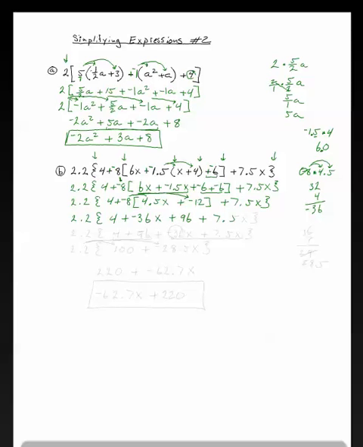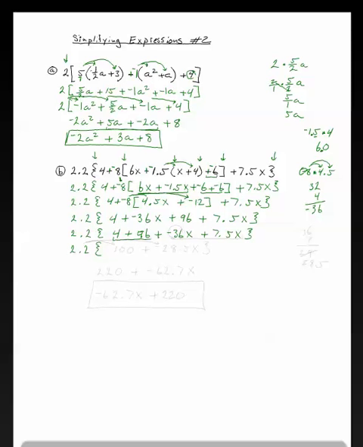Plus 7.5x. Once again, what we want to do is rearrange these terms in the curly bracket so that the like terms are next to one another, and then we'll go ahead and combine like terms. So we've got 2.2 curly bracket, 4 plus negative, so 4, and then we've got our 96 plus negative 36x plus 7.5x in a curly bracket. So we've got 2.2 and then a curly bracket.